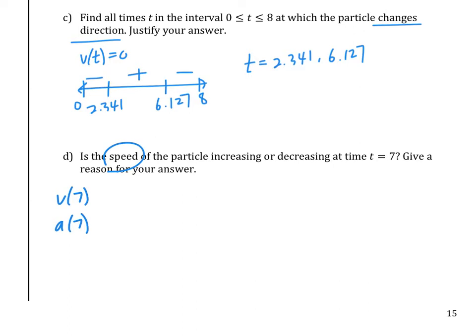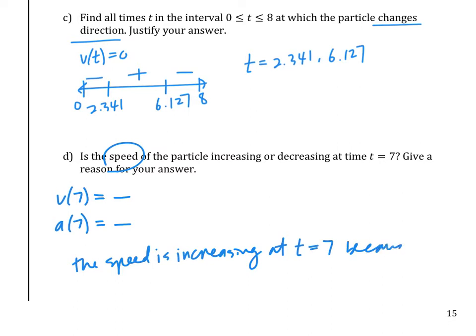Okay, so all you have to do is plug it into the calculator and see what kind of sign you get. When t equals 7, v is negative, and a at t equals 7 is also negative. That means the speed is increasing at t equals 7 because v of 7 and a of 7 have the same signs.